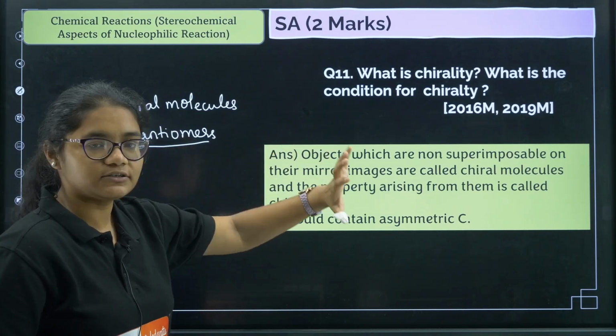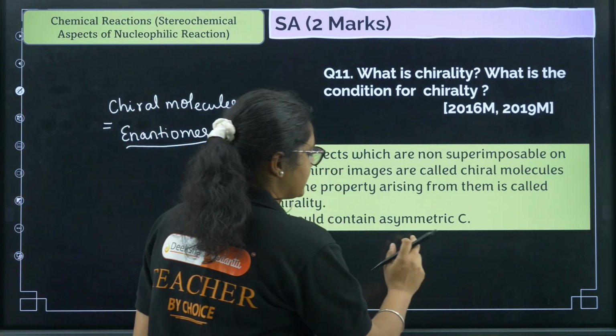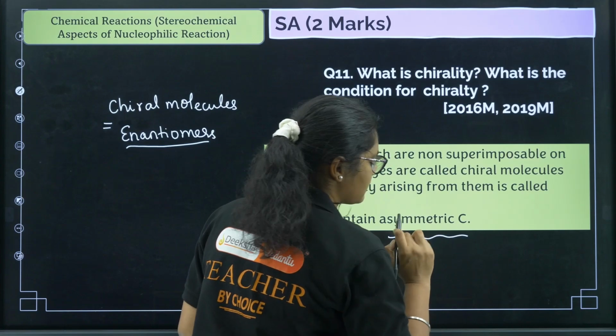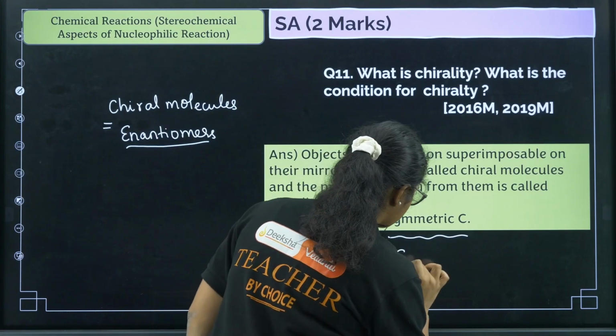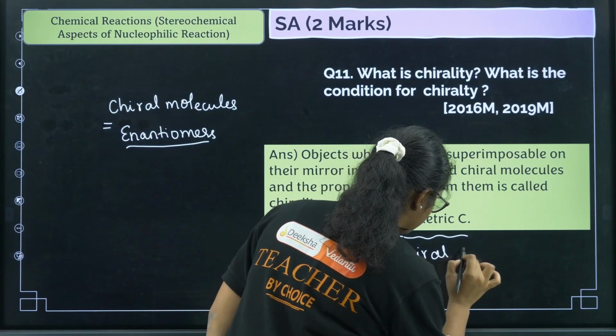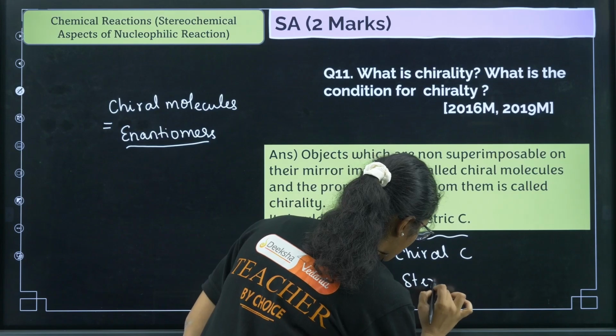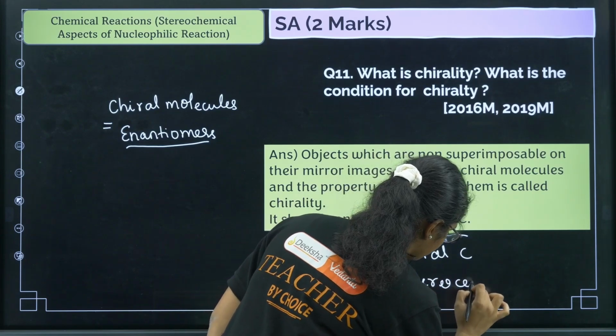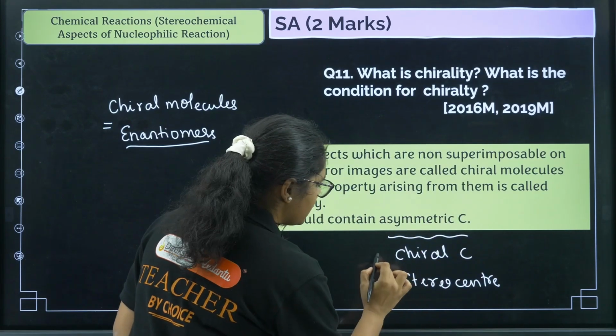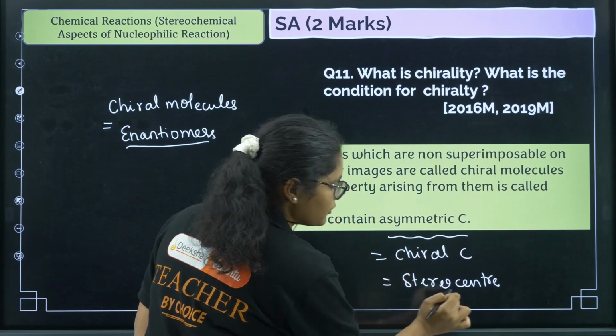And what is the condition for chirality? The condition for chirality is that it should have an asymmetric carbon. Now what is this asymmetric carbon? This can also be called chiral carbon, or it is also called stereocenter. Asymmetric carbon is equal to chiral carbon is equal to stereocenter.